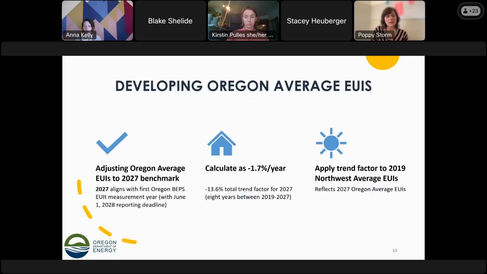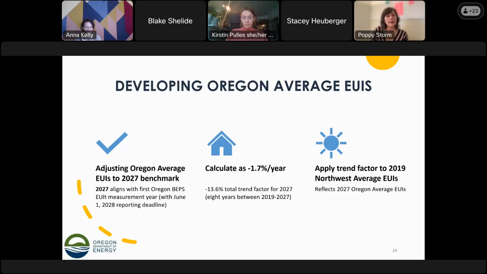So to summarize our process for this trend adjustment, we're adjusting the Oregon average EUIs to the 2027 benchmark because that's required in the HB 3409. It's required that the average EUIs are the lowest possible for those targets. And so we're establishing average EUIs for 2027, which is that first measurement year, with a June 1st, 2028 reporting deadline, but the measurement year is the year before.